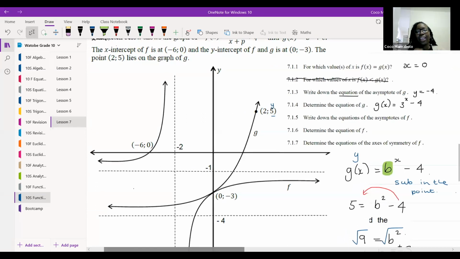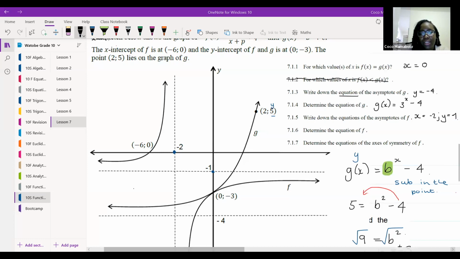Now we're looking at our hyperbola, guys. We can tell that this asymptote over here lies on the x-axis at -2, and this asymptote lies on the y at -1. So the two equations need to read, our x asymptote will read x is equal to -2, and our y asymptote will read y is equal to -1. Give me a thumbs up if the asymptotes make sense.